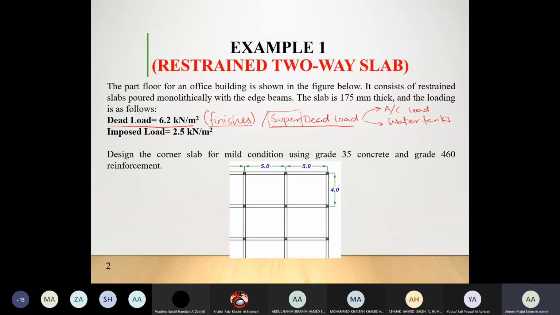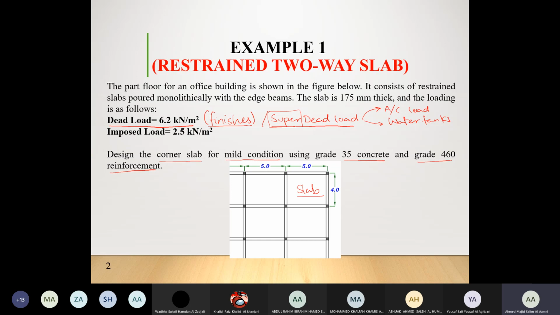It says to design the corner slab for mild condition using grade 35 concrete and grade 460 steel. Once again, the first thing I need to check is that the grades have been given already. C35 has been given, and grade 460 has been given as well. Now, which slab am I going to design? They say it's going to be the corner slab, so we are referring to this slab. And then they said we are going to design it for mild condition, so we are not designing it for fire. We are only designing it for mild condition.